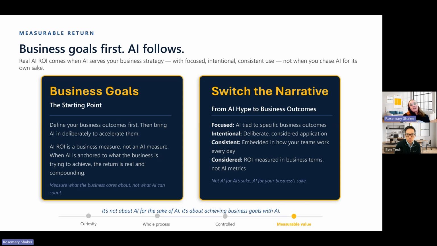So that's kind of where we're seeing that big shift at the moment, and it's where that return on investment conversation is moving, and where organizations are actually getting real success and value out of AI. But it is a real change in thought.